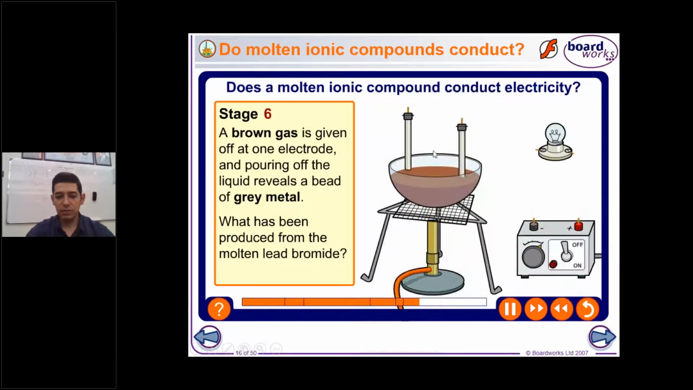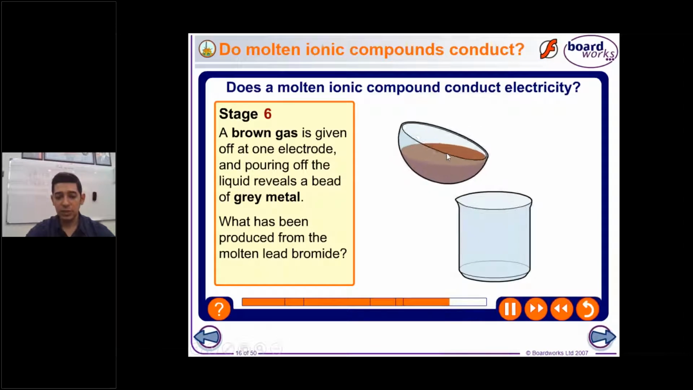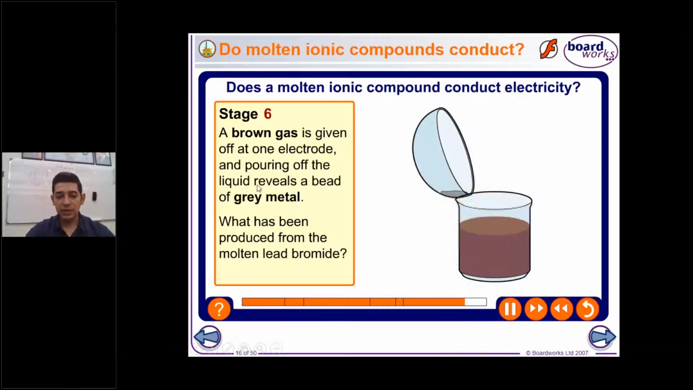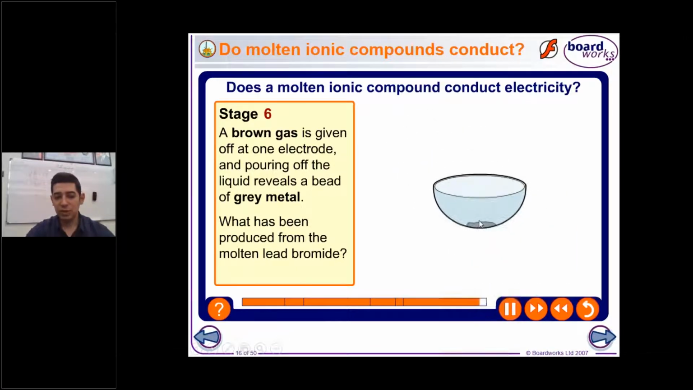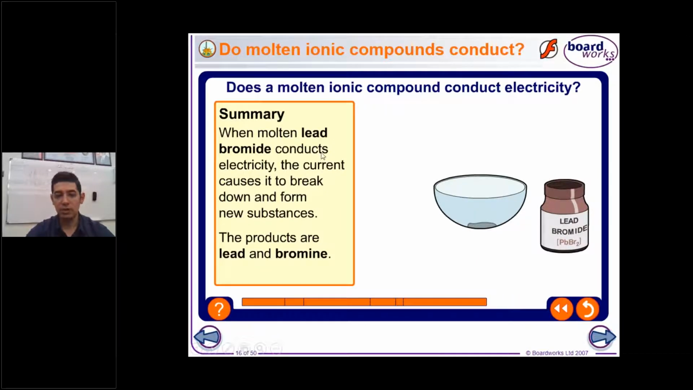So what will be produced here? Brown gas, which is bromine, will be produced here, and a liquid reverse as a bead of gray metal is produced. Gray metal is our lead here. So if you look at the summary, molten lead bromide conducts electricity. The current causes it to break down and form new substances. The products are lead and bromine.